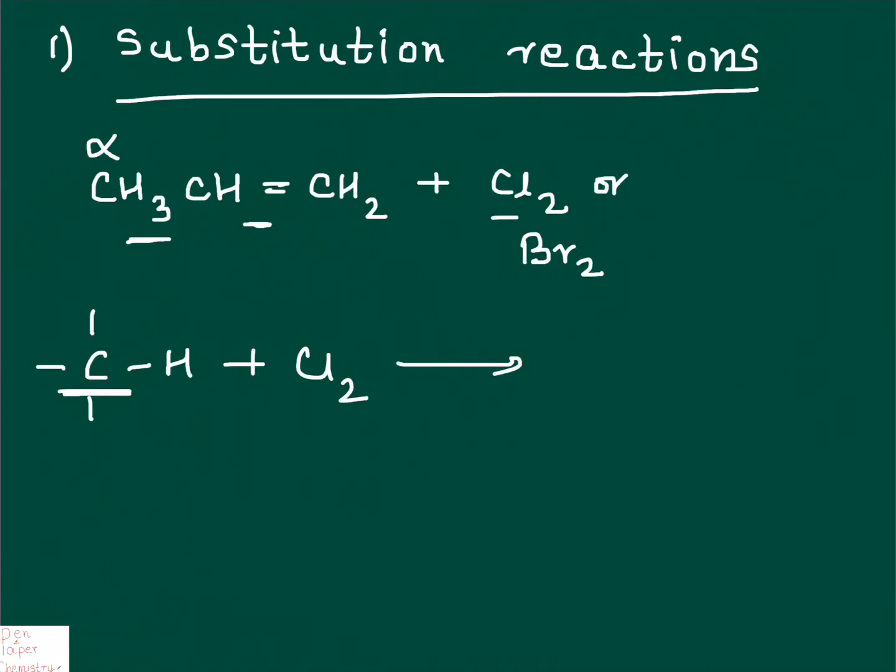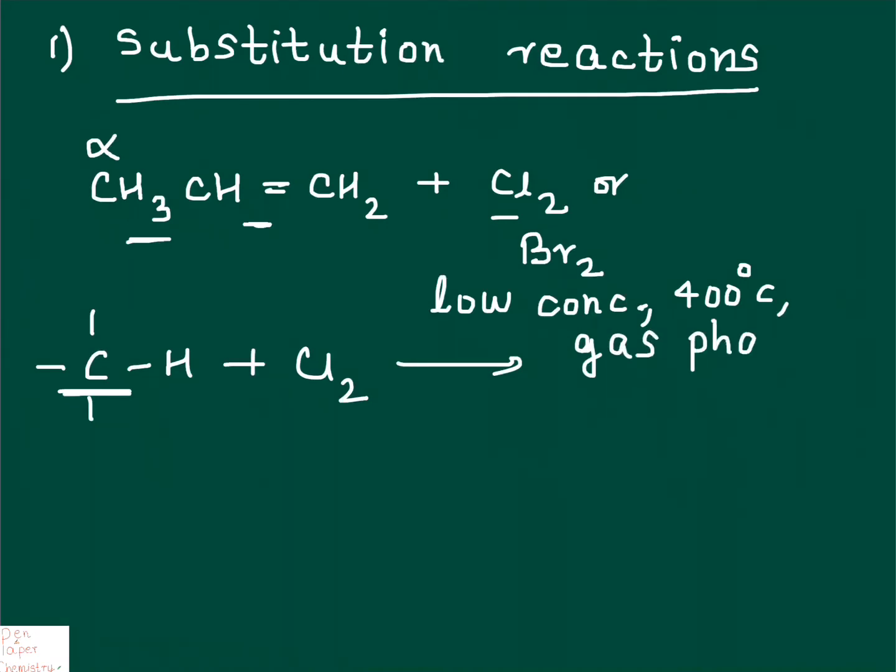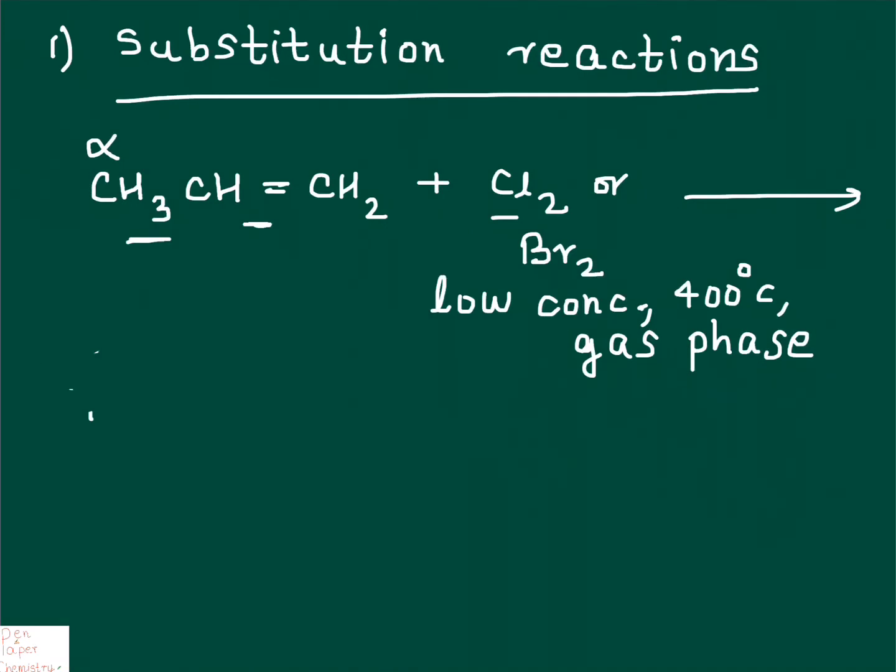Substitution will take place with chlorine and or bromine, but a very, very important condition that you have to remember is that the concentration of these is very low. The temperature is also very high, and you are taking all the reactants in the gas phase, right? The hydrogen of the alkyl group, right? You be careful about which hydrogen you are replacing, because we are talking about substitution reactions.